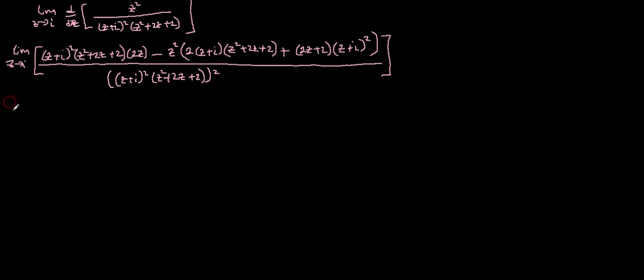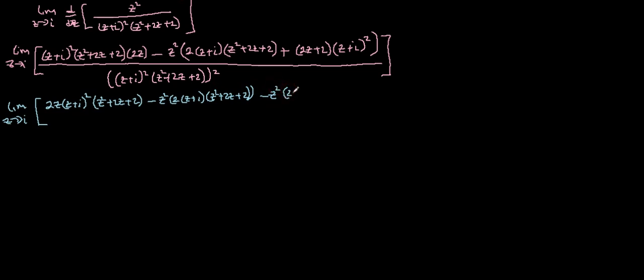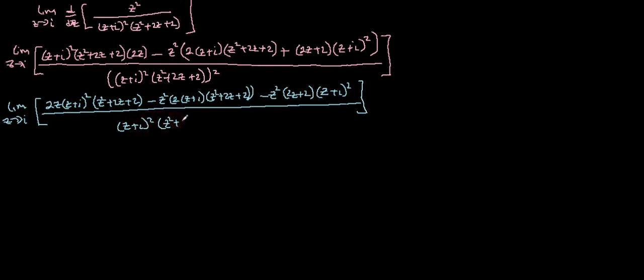So let's rewrite some things here. We have the limit as z tends to i of 2z into (z plus i) squared into (z squared plus 2z plus 2), and we have minus z squared into 2 into (z plus i) into (z squared plus 2z plus 2), then we have minus z squared into (2z plus 2) into (z plus i) all squared, and this is divided by (z plus i) squared (z squared plus 2z plus 2) all squared.